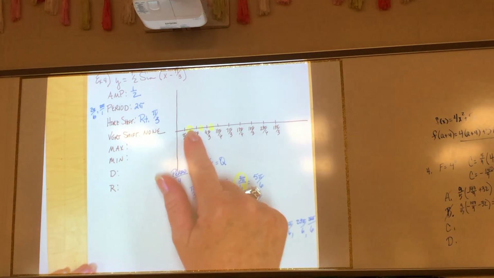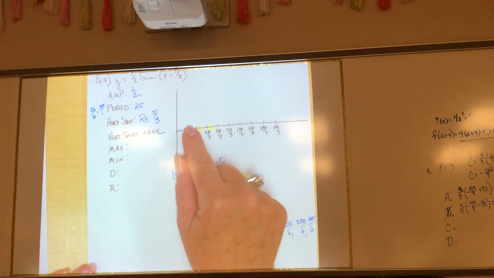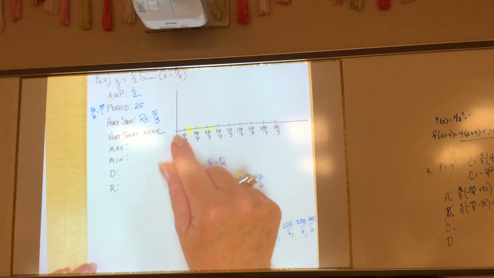Okay, so listen to me. Do you understand that this is 0.5? The space between here is 0.5, right? What's the space between here? 0.333. Which one should be bigger?